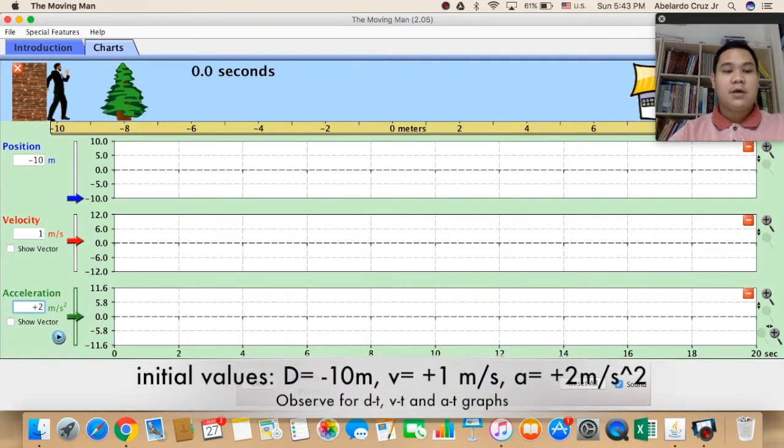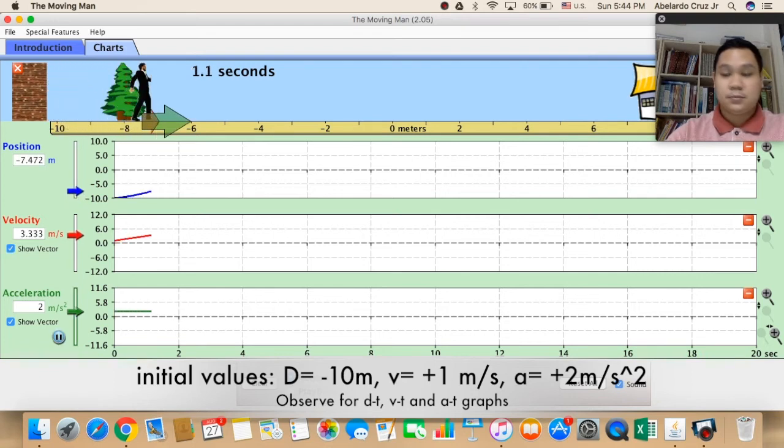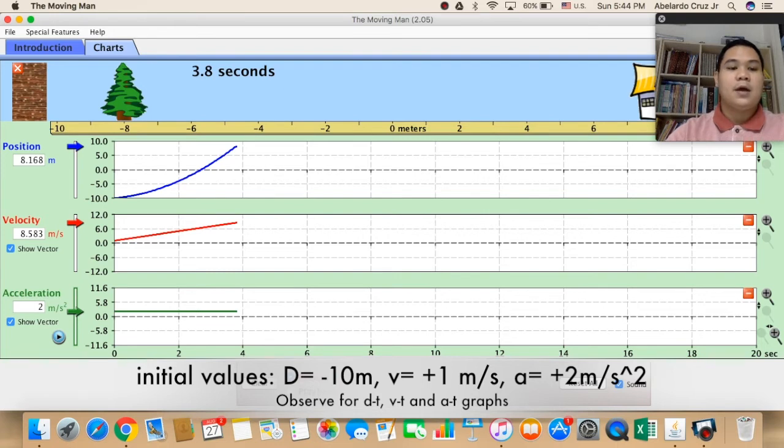Now, how about if we have positive acceleration and we have positive velocity? Let's try to see what will happen to the position time graph and the velocity time graph. Let's see. So I position my man at negative 10. The velocity is positive 1 meter per second and the acceleration is 2 meters per second squared. So, let's play. Okay. As we can see, the man is speeding up.